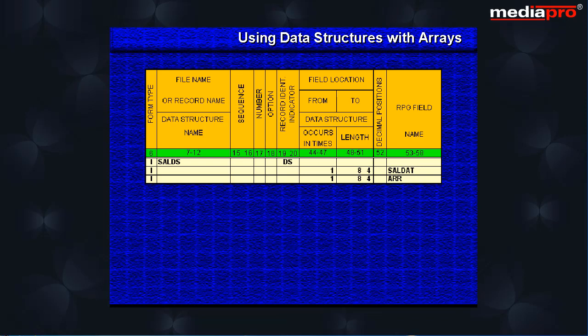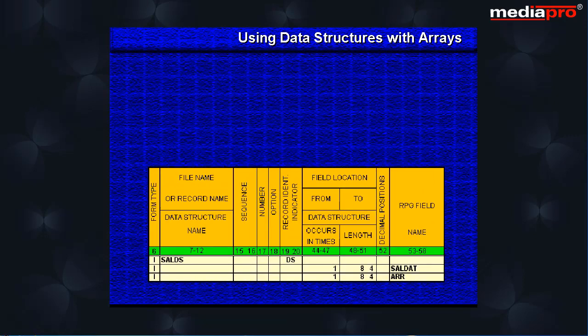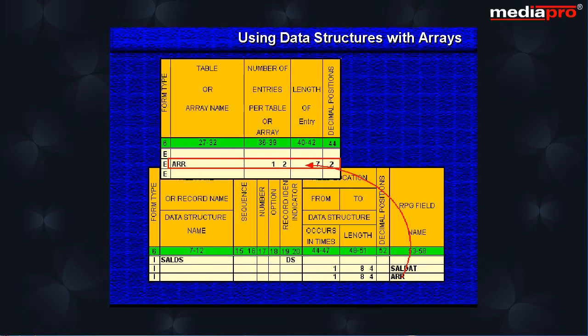On the input specification, we define a data structure which has two subfields. One is the externally defined field SALDAT, that is also redefined as a subfield ARR. ARR is also defined on the E specifications as an array having 12 entries. The data structure maps SALDAT onto ARR.